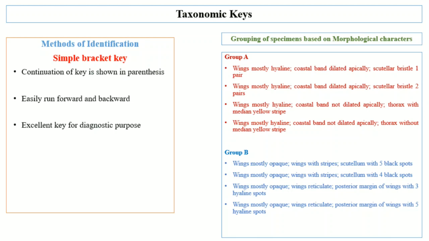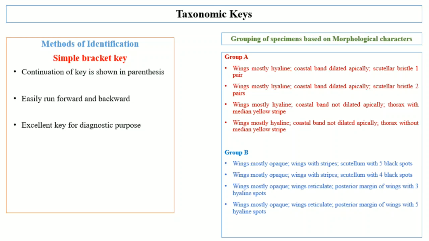The topic for today's video is the simple bracket key. In the previous video, we discussed the taxonomic characteristics of fruit flies, the grouping of these characteristics, and then the formation of a simple non-bracketed dichotomous key. If you want to watch that video, I will add the link in the description box. So the topic for today's video is the simple bracket key.